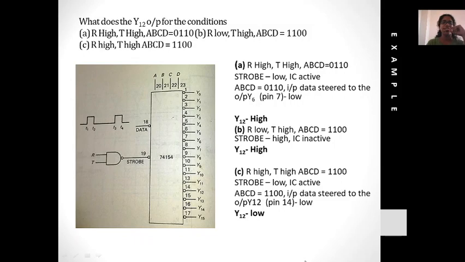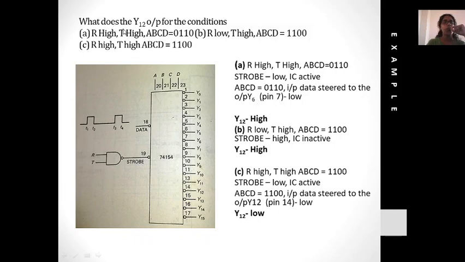Okay, this is just the logic diagram of IC 74154. Here you can see that strobe is connected from a NAND gate. This is a beautiful example where you can work it. Let's see the question first, then the answers.